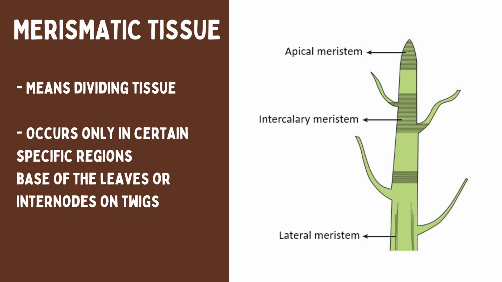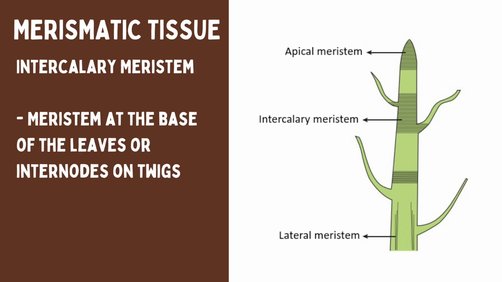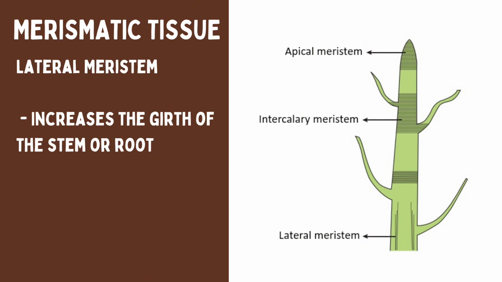The apical meristem is present at the growing tips of stems and roots. It increases the length of the stem and root. Second is the intercalary meristem. It is the meristem at the base of the leaves or internodes on twigs. And lastly, we have the lateral meristem, which increases the girth of the stem or the root.